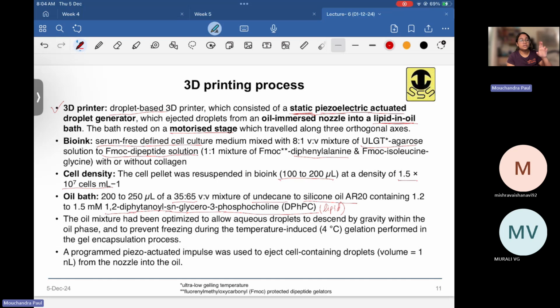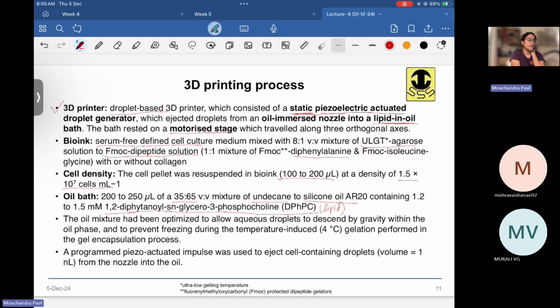The bioink contained serum-free cell culture media with agarose. Okay, the agarose type is ultra-low gelling temperature agarose, meaning it can gel at a very low temperature. With this agarose, they also mix some weakly bonded gelators, that is FMOC dipeptide solution. And they use the bioink with or without collagen, depending on the application. And they added a very high cell density, around 1.5 into 10 to the power 7.